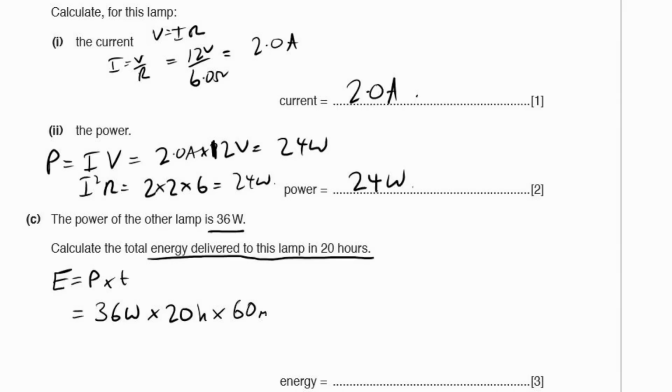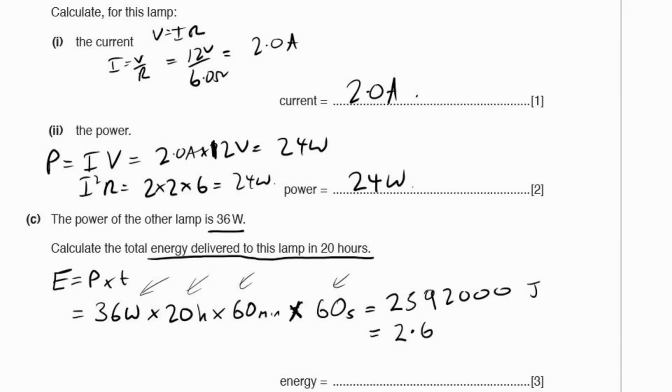So 60 minutes in an hour, and 60 seconds in a minute. So there we go, we calculate that through and we get some crazy number, 2592000 joules. Now what do I have? I've got 2 significant figures for each value. This should really have 2 significant figures, so that's 2.6 times 10 to the 6 joules. There we are.